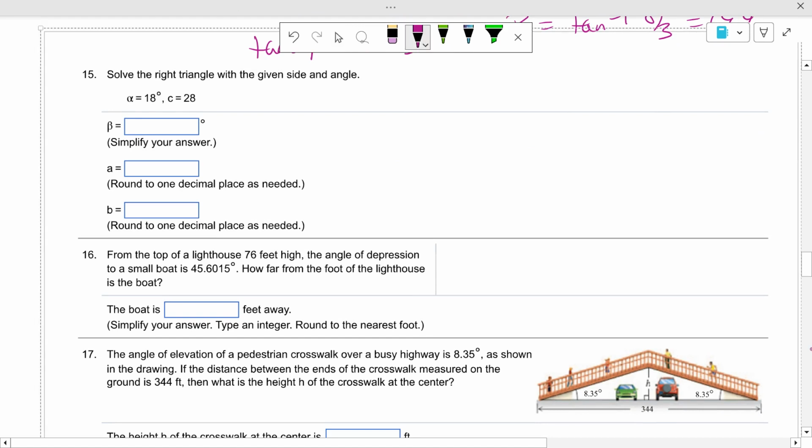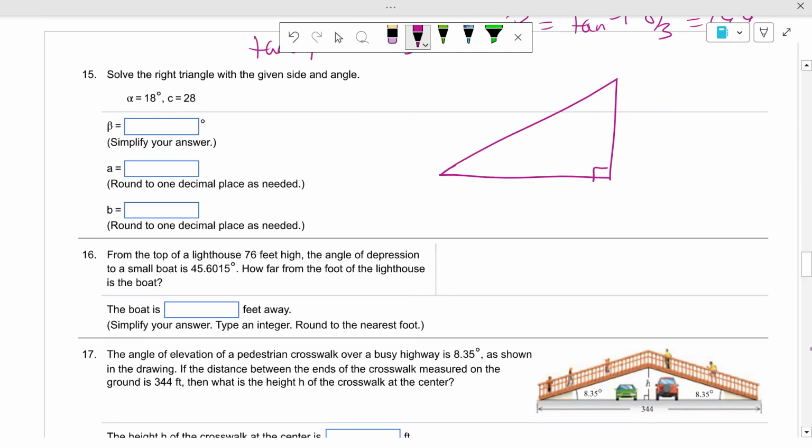Solve the triangle with that given information. They don't draw you a triangle, so you draw your own triangle, with an alpha, a beta, and this is gamma. C is opposite of gamma, so C is out there. A is opposite of alpha, and B is opposite of beta. That's something you need to know for trig. The letter is opposite of what angle we're talking about. Alpha is opposite of A, beta is opposite of B, and gamma is opposite of C.